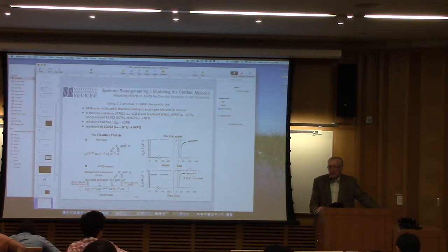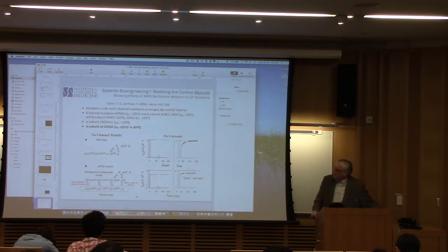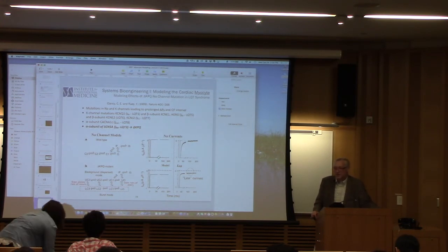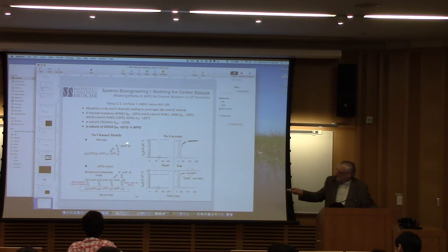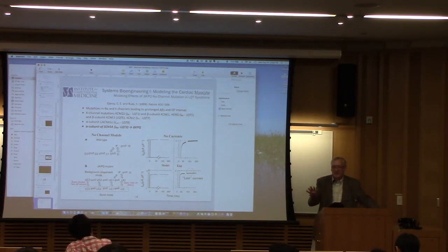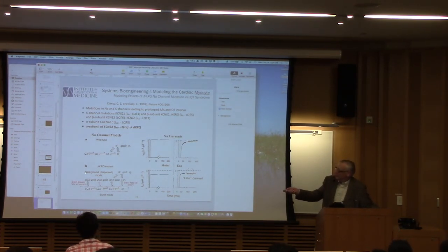And so in this work, what these investigators did, Colleen Clancy and Yoram Rudy, was they used a model of the cardiac action potential, and they developed a new, different model of the sodium current. The details of that model aren't important for us. It's not something that you have to know. This is the model of a normal sodium current that they used.